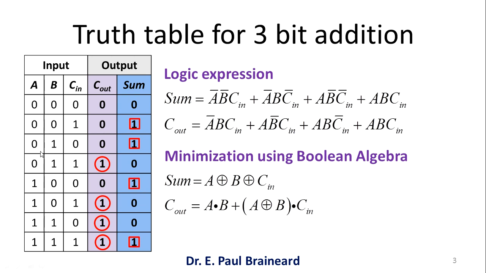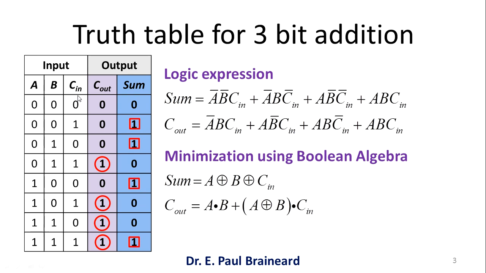For example, if A is 0 and B is 1 and carry input is 0, if there is no carry, now the sum by adding these three bits is equal to 1 and C out is 0. You can proceed further with the different combinations and you can get the truth table for 3-bit addition that includes carry.